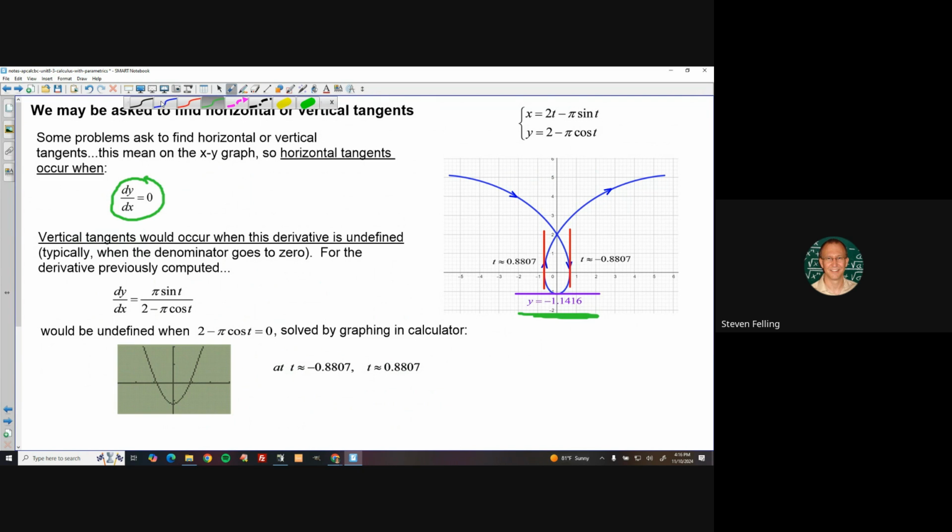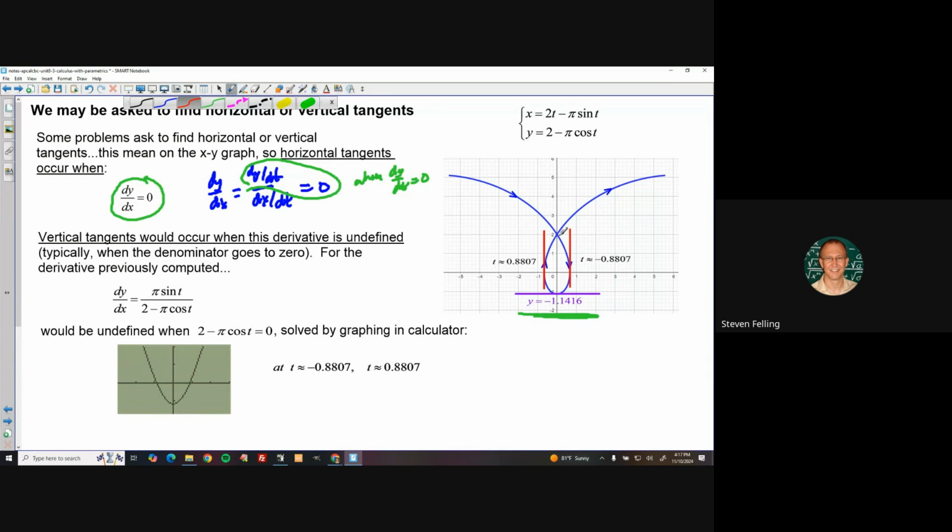And since the slope is dy/dx, and we know dy/dx is (dy/dt)/(dx/dt), for this function to be 0, the numerator has to be 0. So that means that horizontal tangents occur when the derivative of the y equation, dy/dt, is 0. Vertical tangents occur when you're about to divide by 0 and get an infinite slope.